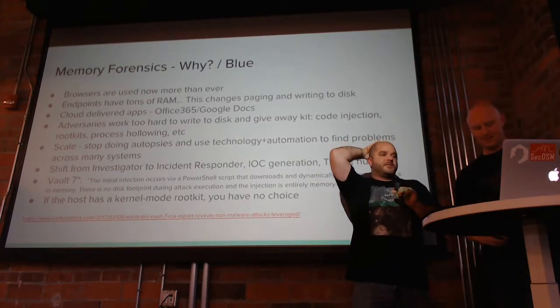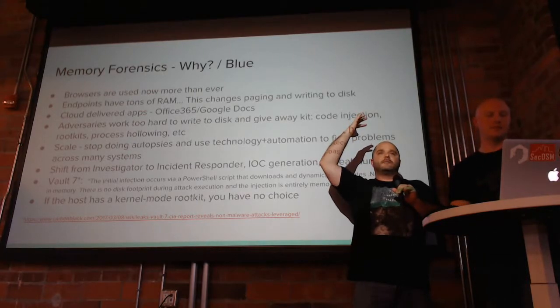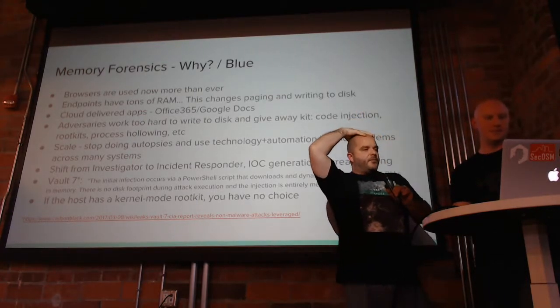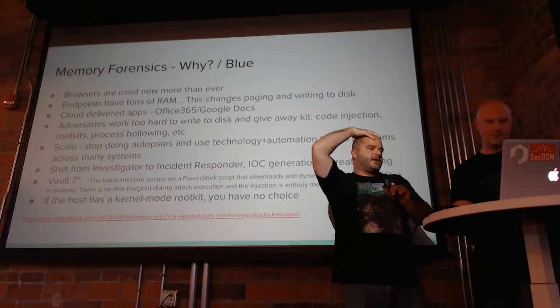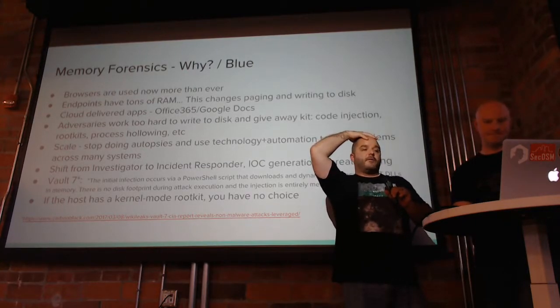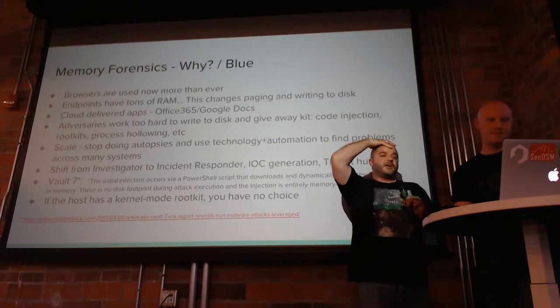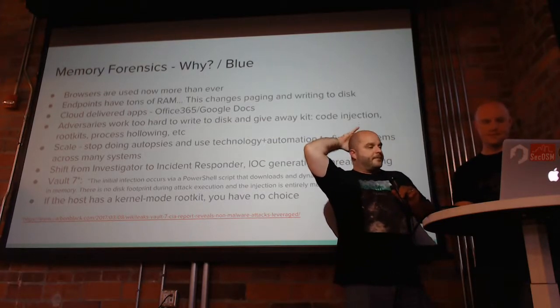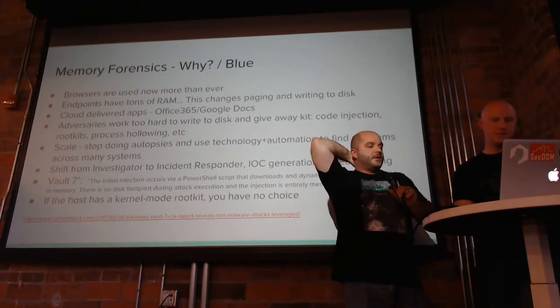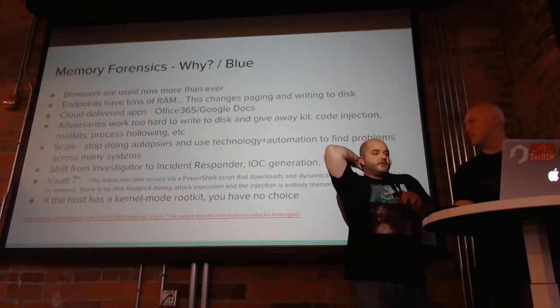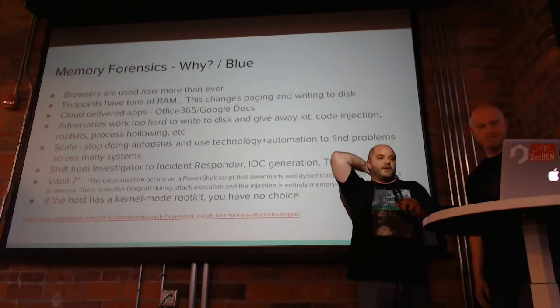So everyone uses browsers. Is that the first thing you fire up at work? Pretty much a browser, right? Endpoints have tons of RAM. This changes paging and writing to disk. Lots of cloud, right? Google Docs, Office 365. And adversaries work way too hard to have malware that they want to write to disk and give away. They're going to use code injection, rootkits, et cetera. Scale. Stop doing autopsies and use technology and automation to find problems across many systems. And we're shifting from an investigator to an incident responder, IOC generator, and doing threat hunting.